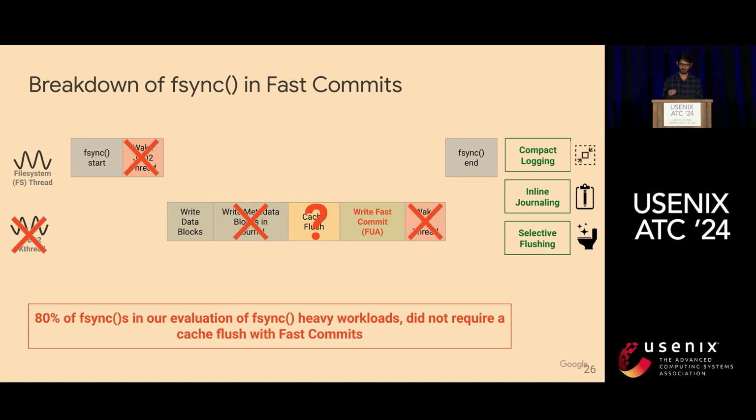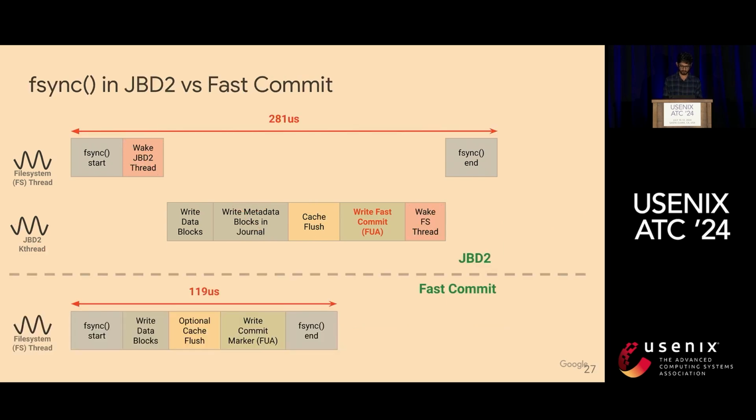Before fast commits, JBD2 had to ensure that changed metadata written in the journal is committed to disk before completing the commit. Therefore, it had to ensure a cache flush before writing the commit marker. But now, since in fast commits metadata updates are expressed through a single 4 KB block, cache flush is only needed if there was any data written during the fsync path. In 80% of our evaluation in fsync heavy workloads, we saw that cache flush was not required. These optimizations combined together result in about 57% reduction in overall fsync latency.